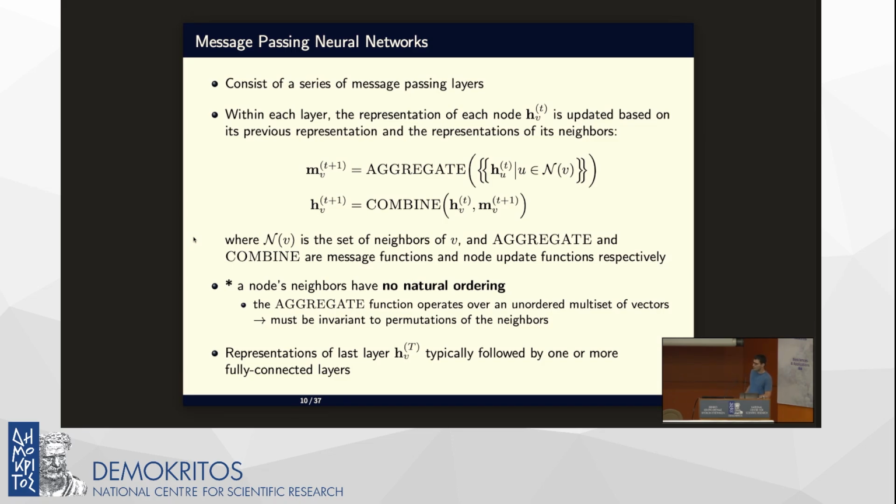to make some prediction. And what is interesting here is that there is no natural ordering of the neighbors of a given node. So the output of this aggregate function needs to be the same no matter what the ordering of the neighbors is. And so this function aggregate has to be permutation invariant.